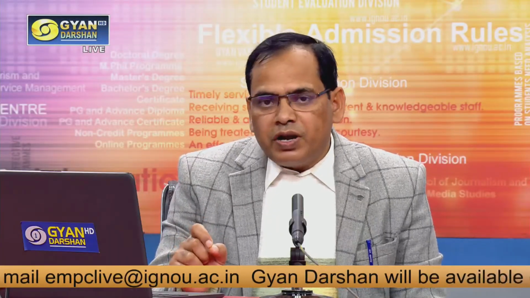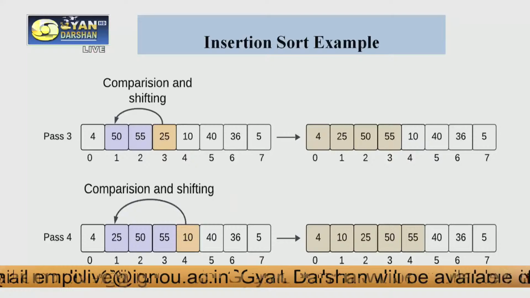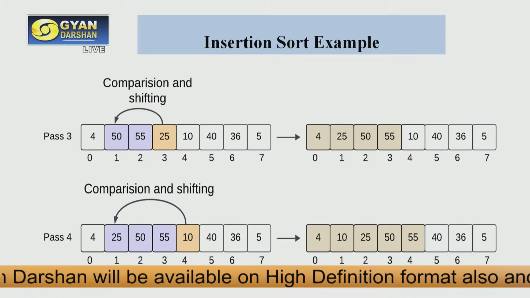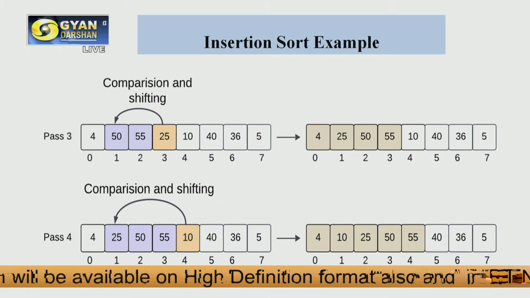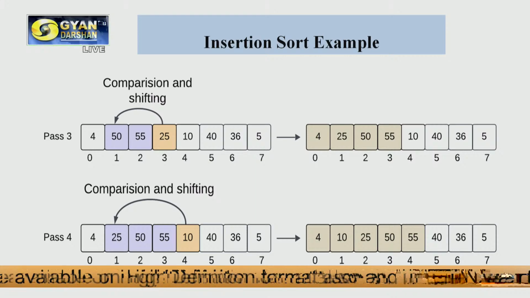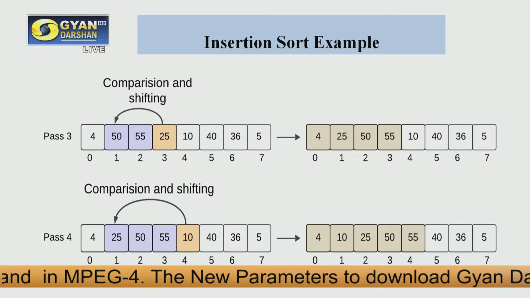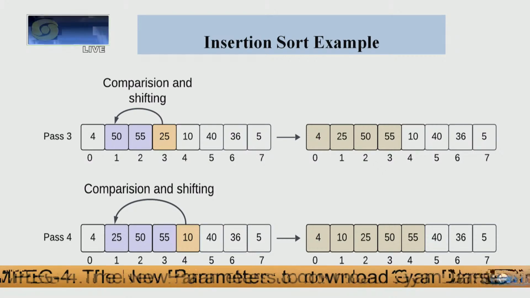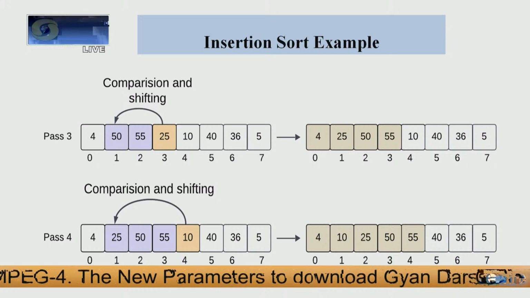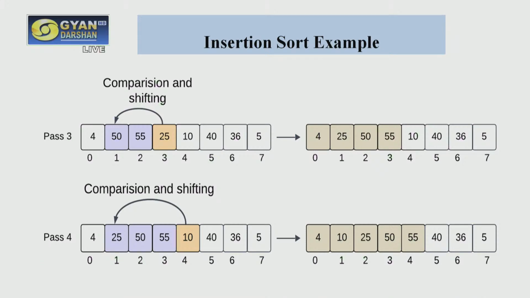Now in the next pass we consider one more element, that is the fourth element, and here we see that the fourth element is 25. So we compare 25 with the last element of the sorted list, that is 55. Because 25 is smaller than 55, we continue comparing with the previous element, and the previous element of 55 is 50. Again we compare 25 with 4. Here 4 is smaller than 25, so there is no need to do the comparison further, and these two elements which are bigger than 25, that is 55 and 50, are shifted one place toward the right, and 25 to 4 elements are now sorted.